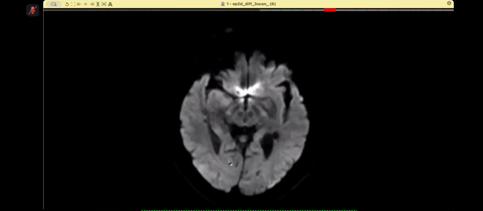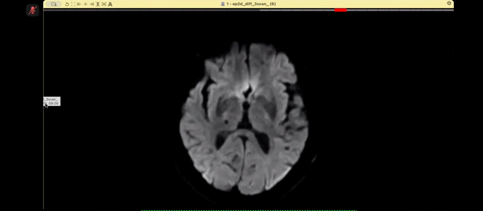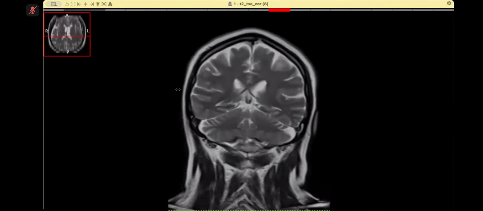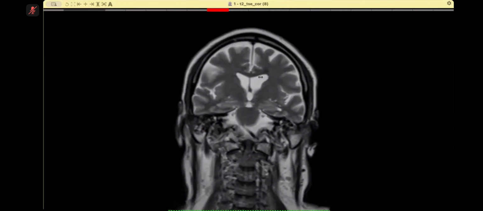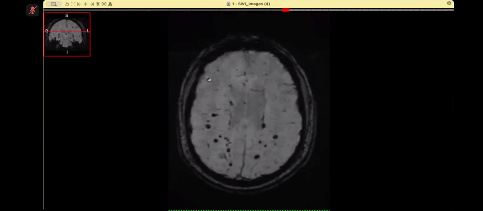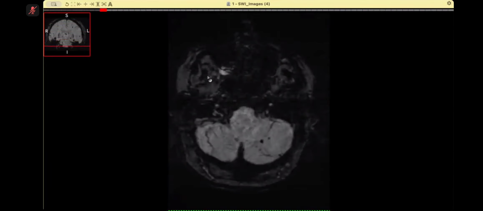Actually, there was something else. So very interesting. This finding was visible on DWI to an extent, and very subtle findings on some of the other sequences, but it was absolutely horrendous on this, innumerable. You can count them.